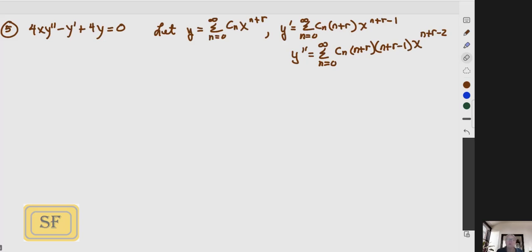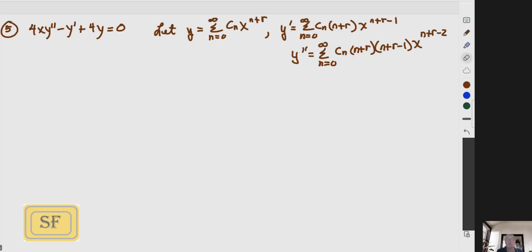Question number 5 deals with the method of Frobenius to obtain, here we have a second order ODE. So we're looking for two linearly independent solutions.